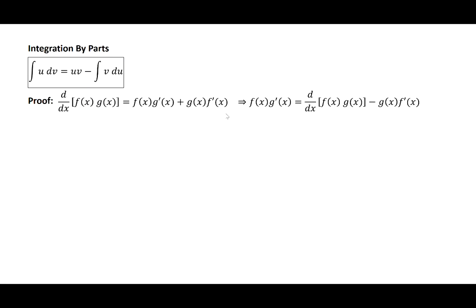And the proof of it, let me quickly go over it. If you understand it, fine. If you don't understand it, equally fine. Okay, the derivative of f of x times g of x, the product rule we know, is f of x times g prime of x plus g of x times f prime of x. Right? Now, can we solve for this f of x g prime of x by subtracting the other term, g of x times f prime of x? That's exactly what I did here.